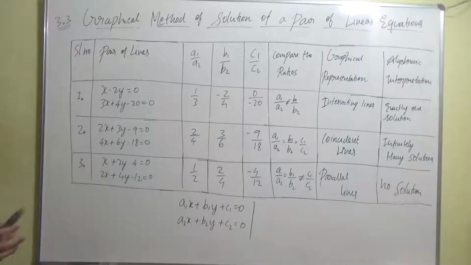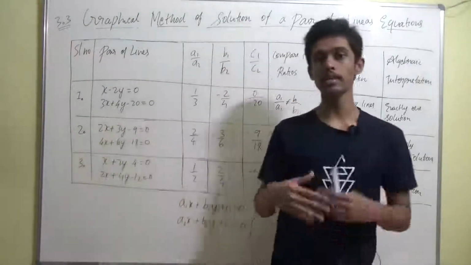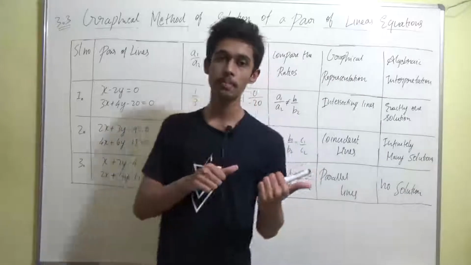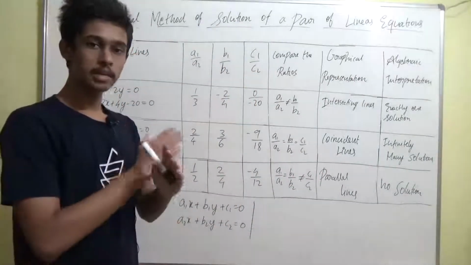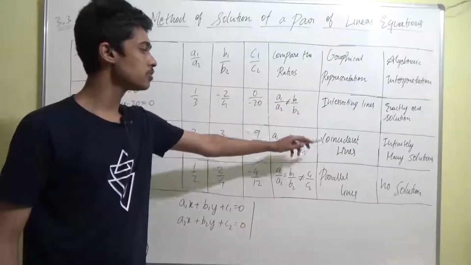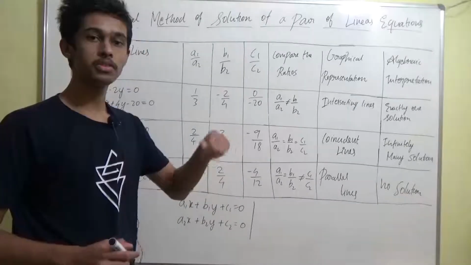Let's go ahead guys. When it comes to a pair of equations, as we have seen in the previous lecture, there are three cases possible. The first case is the lines may be intersecting. The second case is the lines may be coincident. And the third case is the lines may be parallel. This we saw in the first lecture.